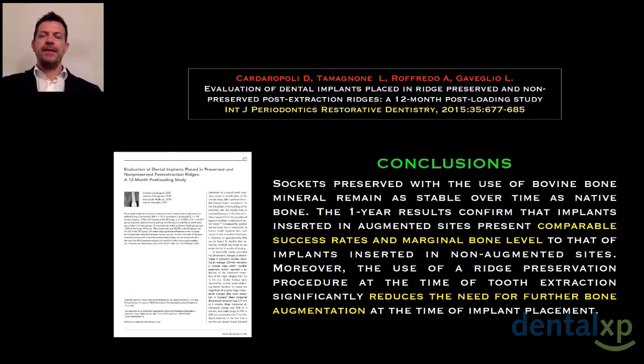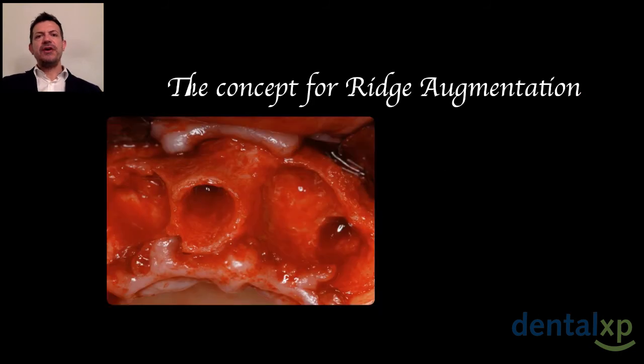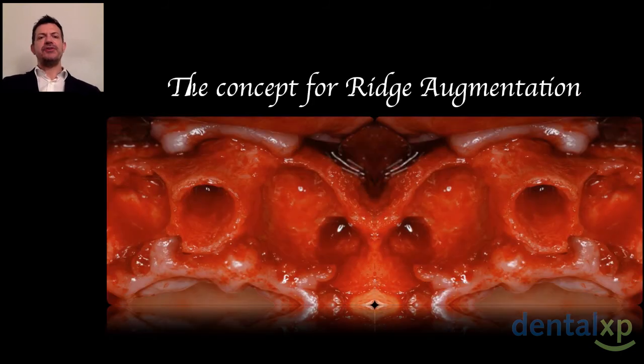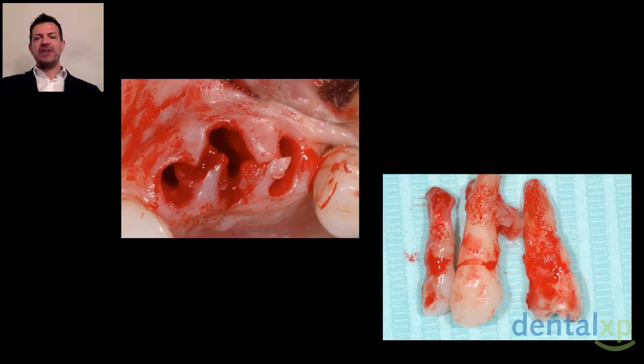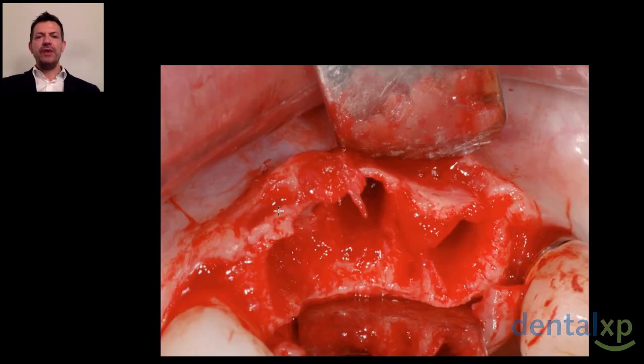Now we can introduce the concept of ridge augmentation. We use ridge augmentation when we have lost the buccal bone. So cases like this, we can see here. We needed to extract an upper lateral incisor, cuspid, and first premolar, and we can see from the surgical point of view that we have a lot of bone loss due to the periodontal infection.